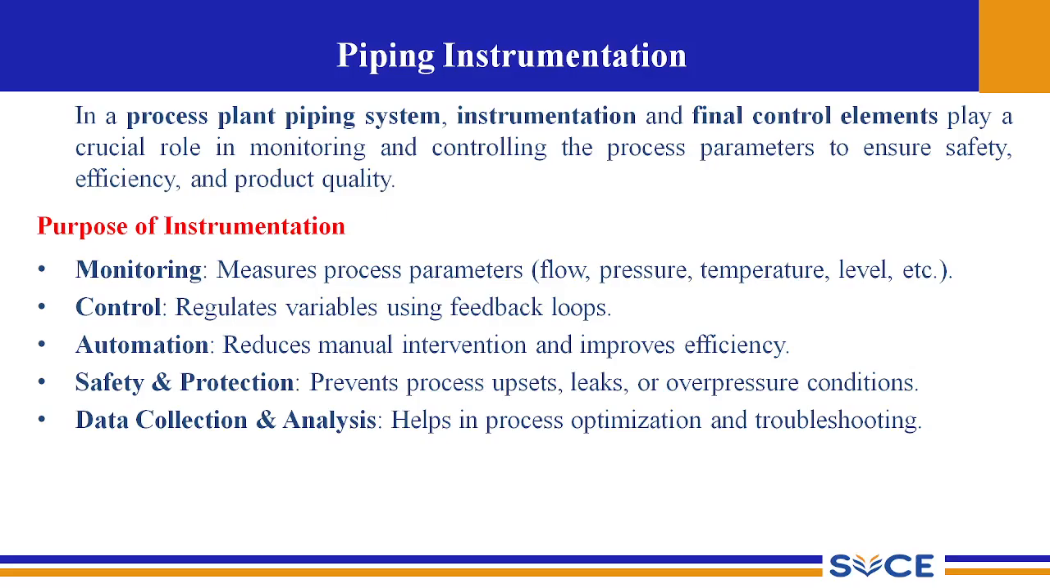In a process plant, we need to monitor and regulate the flow control, then pressure control, level control, and the temperature control. So, the purpose of the instrumentation will be to first monitor or measure the process parameters. So, by process parameters, what do we mean is the flow, pressure, temperature, level, concentration, etc. Then we need to control or regulate the variables by using the feedback loops or the control loops.